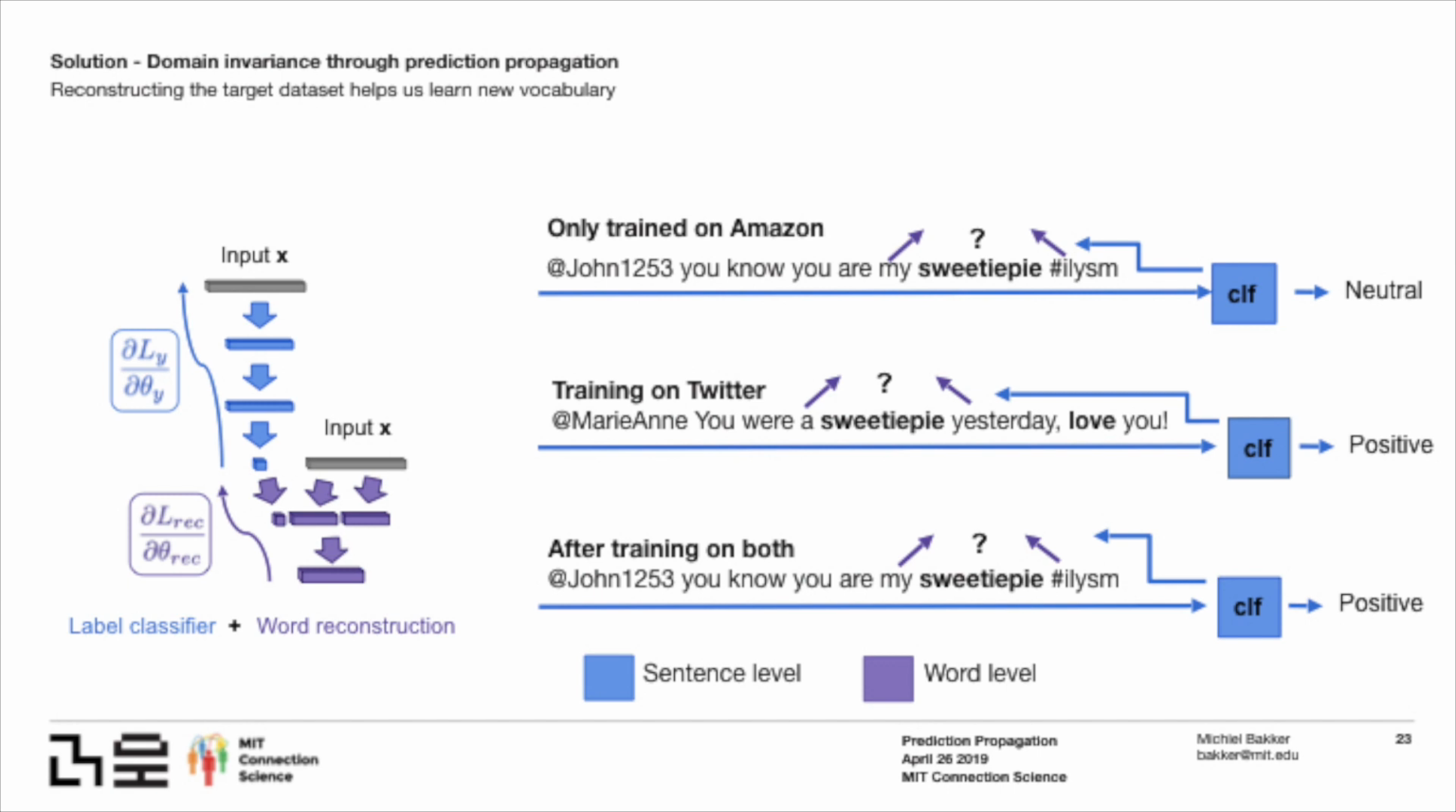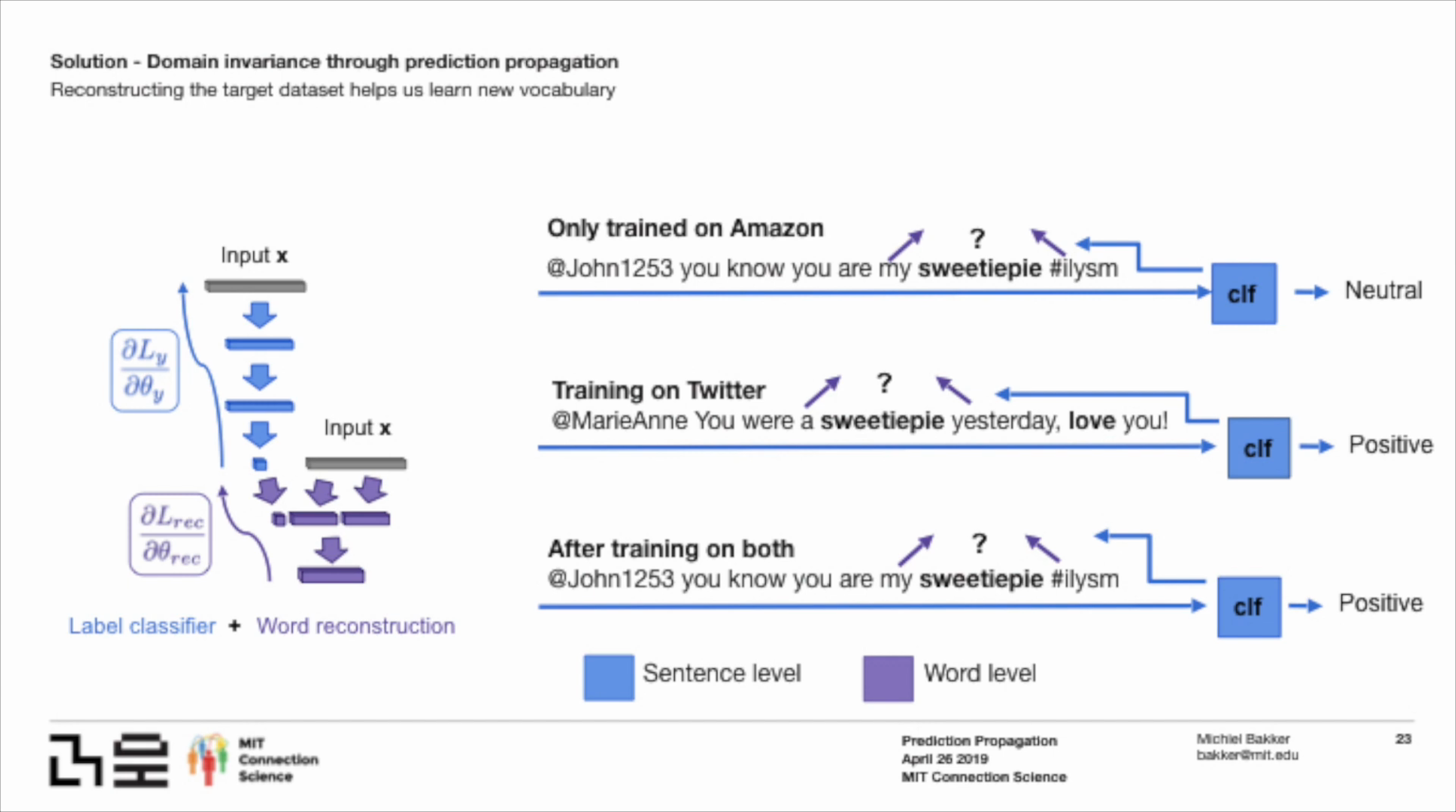Now from love, because it knows this from Amazon, it will know it's positive. And because it's recreating the input word by word, it will learn that all these words are slightly more positive. Right? So now it will learn, because sweetie pie is always co-located with positive words, it will learn slowly that sweetie pie is a positive word.